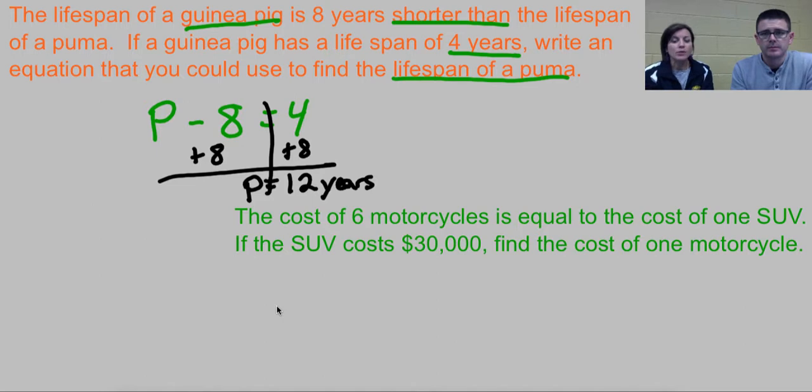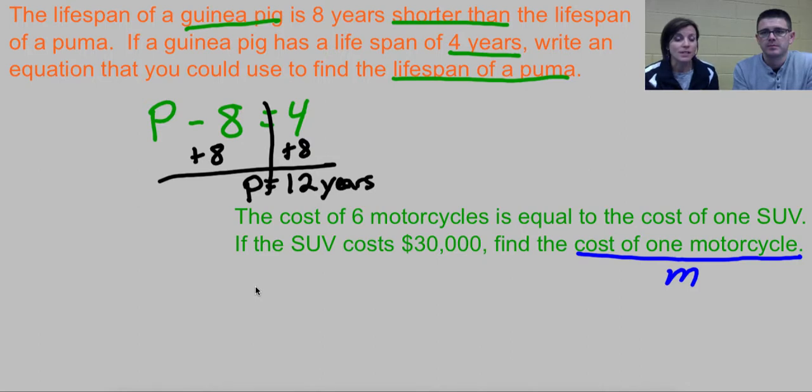The cost of 6 motorcycles is equal to the cost of 1 SUV. If the SUV costs $30,000, find the cost of 1 motorcycle. So we're going to identify that variable. Do you want to do C or M? M. Go with M for motorcycle. And then we're going to start reading the problem.